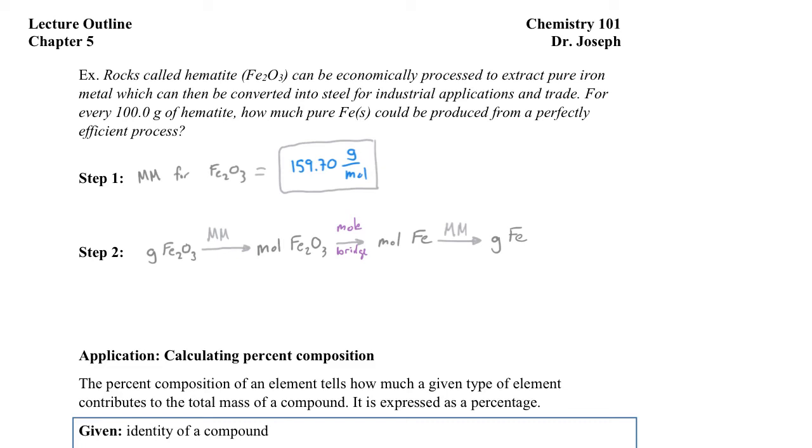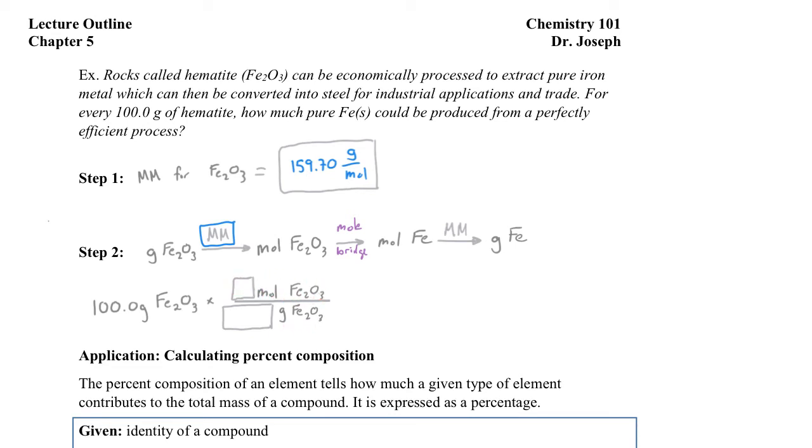So if you add up 2 iron and 3 oxygen, you should get 159.70 grams per mole. Now let's go on to start with step 2. We need our starting point first, which is grams of hematite. And then we're going to do a conversion from grams of hematite into moles of hematite by using the molar mass. So we have our 100 grams, and we're multiplying that by the conversion factor with grams of hematite on the bottom and moles of hematite on the top.